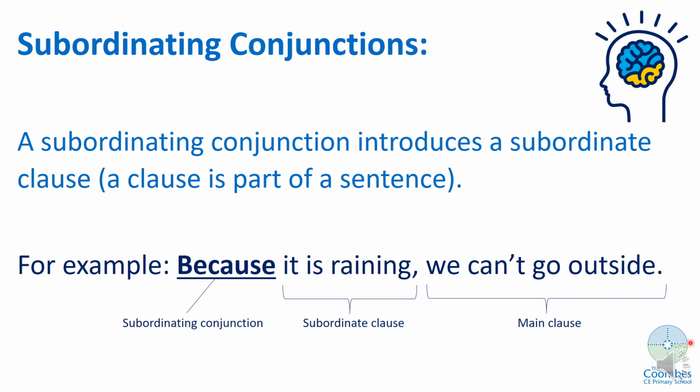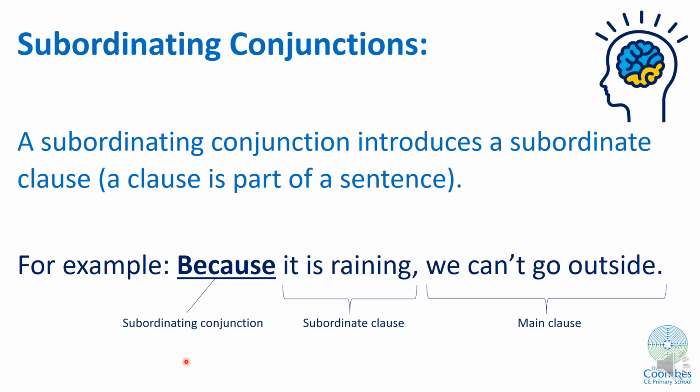The second kind of conjunction that we're going to look at today is a subordinating conjunction. A subordinating conjunction introduces a subordinate clause. Now, a clause is just a part of a sentence. Let's have a look in a little bit more detail.